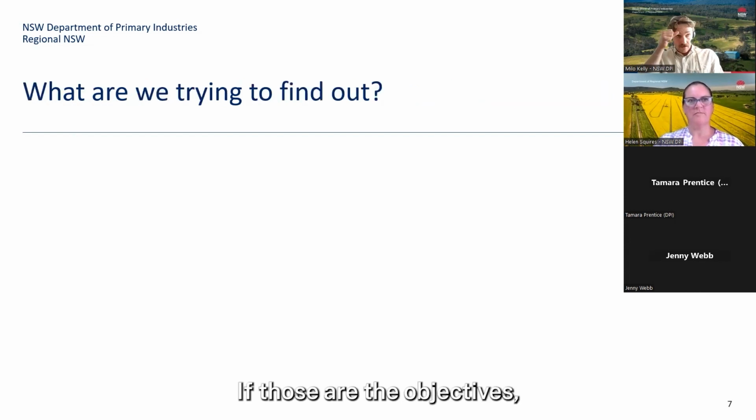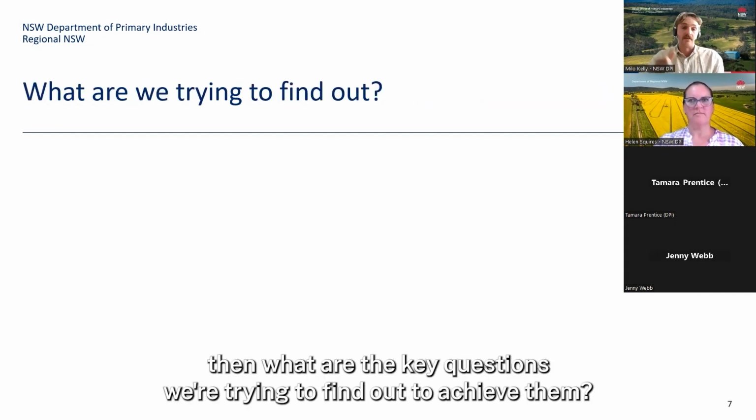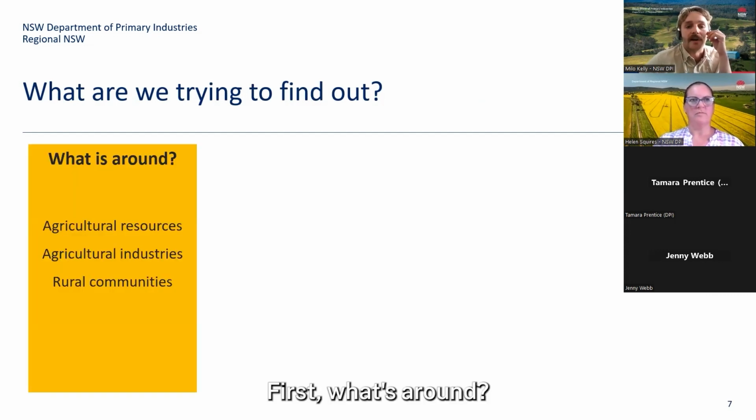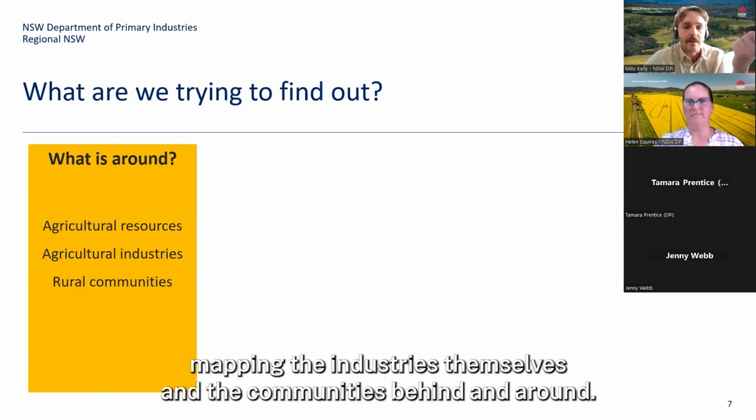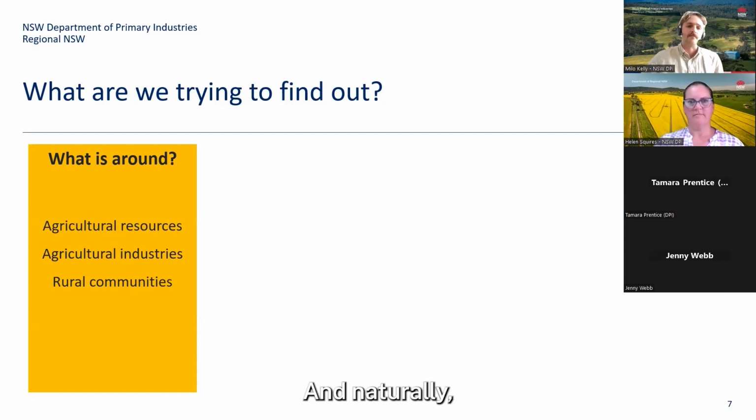If those are the objectives, then what are the key questions we're trying to find out to achieve them? First, what's around, and this is going to be your agricultural resources, starting with land and soil mapping, the industries themselves, and the communities behind and around them.